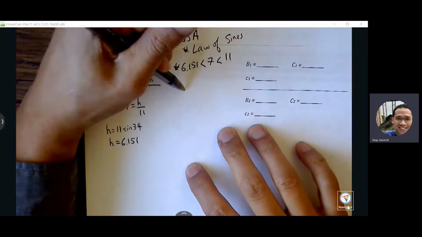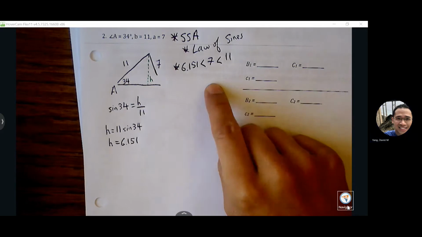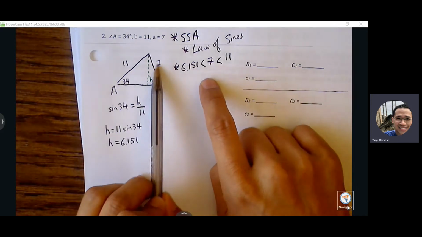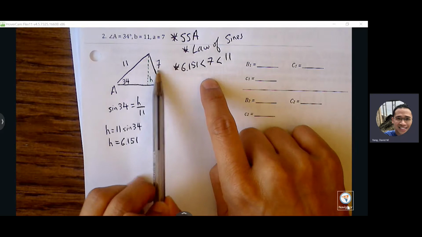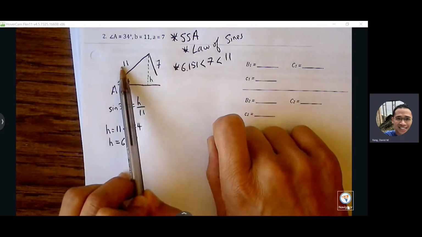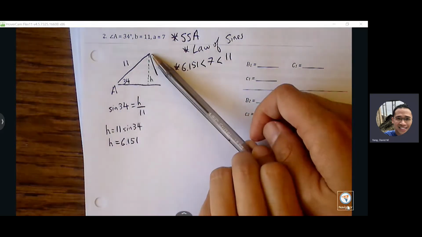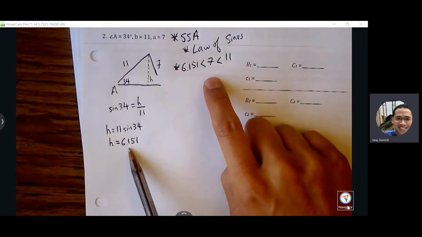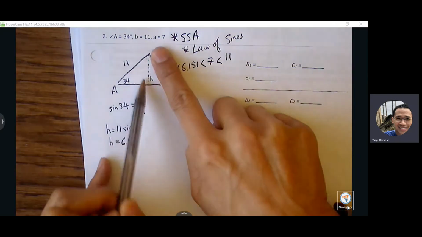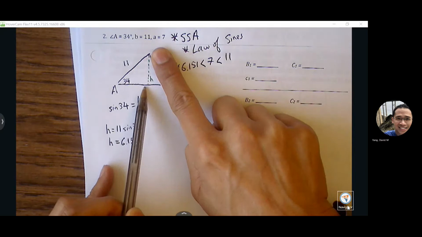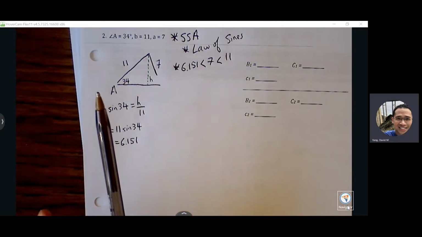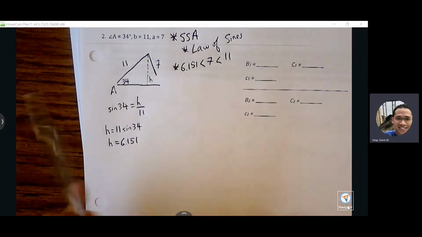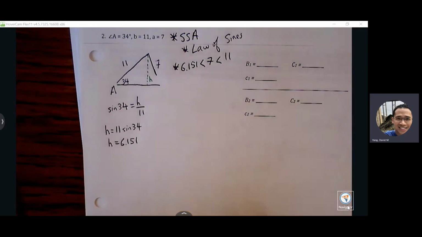How do we know what if it's 1 triangle? Okay, so let's say this 7 was a 12 instead. Then it's too long. The only chance it has is to stay out here. Or if it's exactly 6.151, then it's going to be exactly a right triangle. So those are the 2 instances when it's going to be 1 triangle. If, let's say, this is 5, then 5 is too short, and there's no triangle. We can't do anything with that.